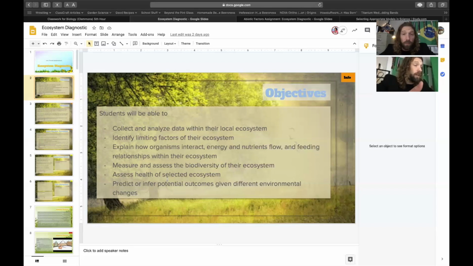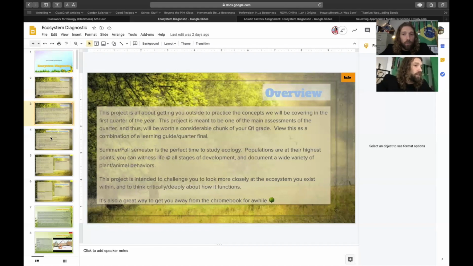Let's say the climate gets warmer. Let's say one of the populations that is overabundant in your ecosystem crashes. What's going to happen to all of the things that rely on that? So I'm going to have you guys thinking about a lot of this stuff because this is what ecologists actually think about and do. And that's what this whole unit's about. It's ecology.